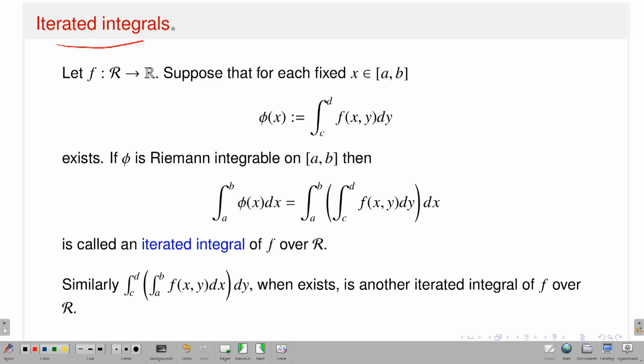What does iterated mean? If I have a function of two variables, a function from R2 to R, then you keep one variable fixed, either x or y, think about it as a function of a single variable, and perform the limit. If I fix the variable x and perform the limit for each fixed x, it will give you a value, and then you perform the limit in terms of x. That is called an iterated limit.